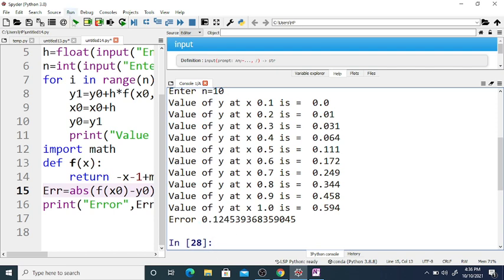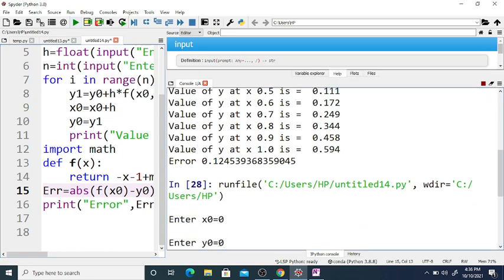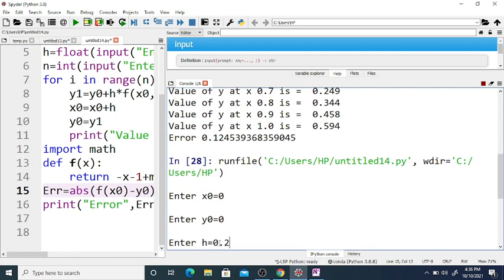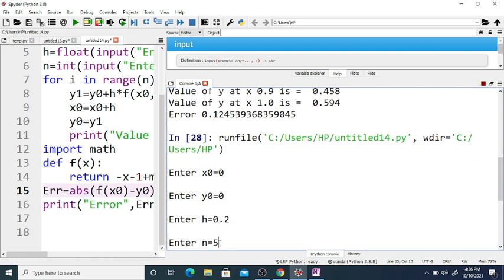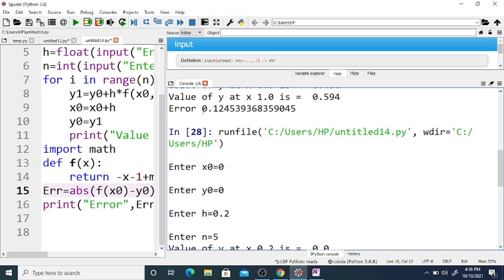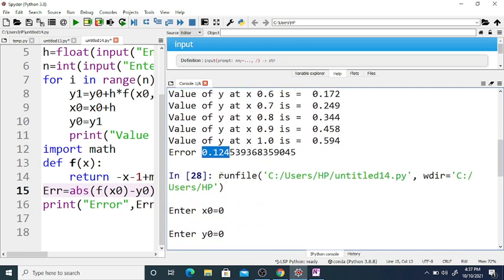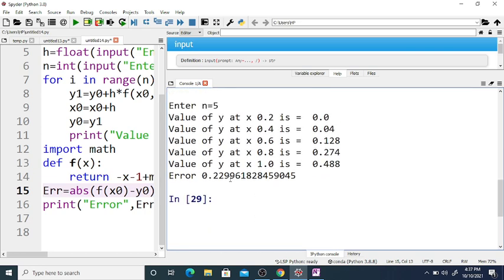Now if you decrease the number of steps, then what happens here? Suppose x0 is 0, y0 is 0, and h is 0.2, and number of steps is only 5. Now you can see here the value of y at x is equal to 1.0 is 0.488, but the error is 0.229, and in the previous case when we took more steps, the error is very small. So if you increase the number of steps, then the error is very less.